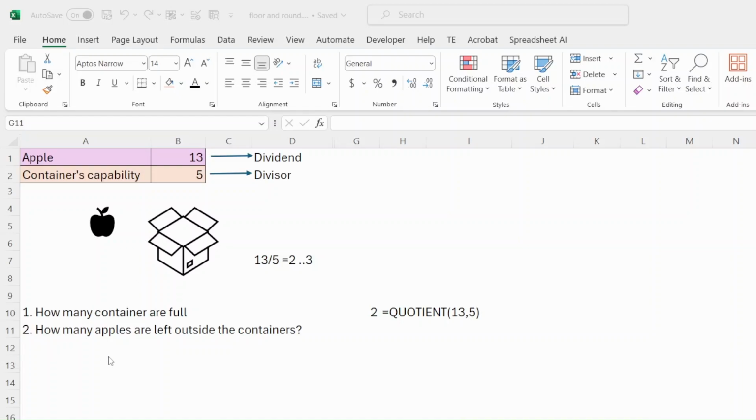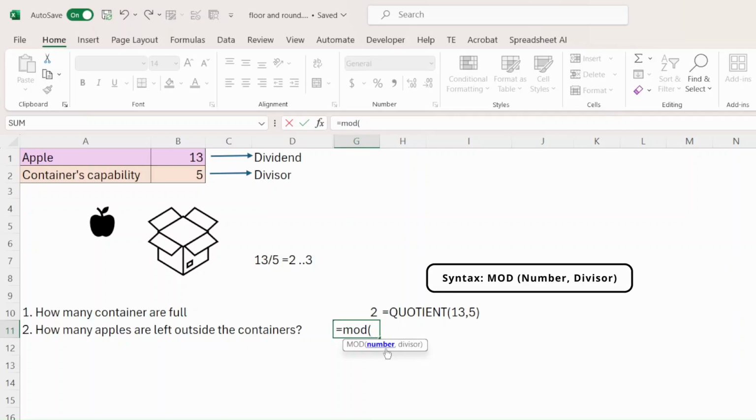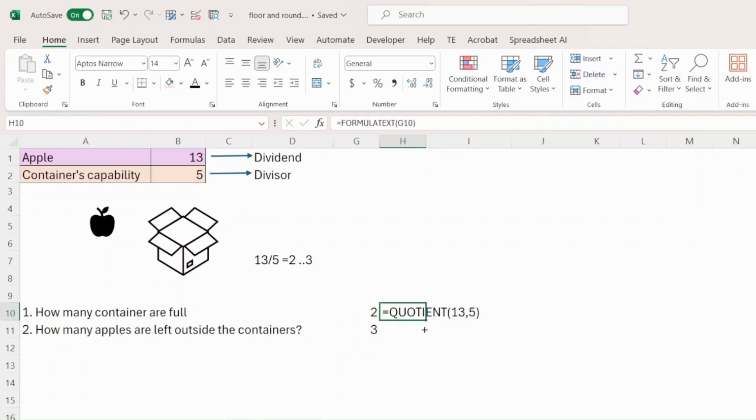Next question: how many apples are left outside the containers? Here I can use the function called MOD. The syntax for MOD: the first one is the number, which is also the dividend, so I put 13, then the divisor is 5. That means the remainder of 13 divided by 5 is 3. And I'll put the formula here.